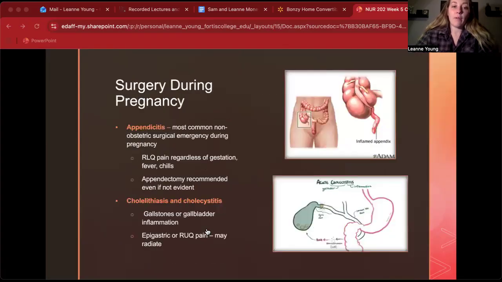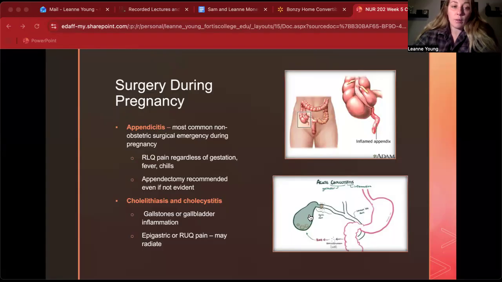What happens if we have a patient that needs surgery during pregnancy? The most common are appendicitis, so having an appendix removed, cholelithiasis, and cholecystitis, which is just having your gallstones or gallbladder inflammation and having your gallbladder out. Appendicitis is the most common non-obstetric surgical emergency during pregnancy.